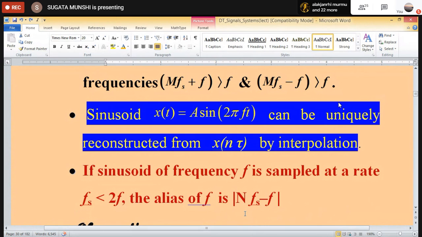Therefore, if an analog sinusoid is sampled only at a frequency greater than twice its frequency, then only from the sampled version can the original analog sinusoid be recovered without ambiguity. That is what we have observed here. We have also studied the phenomenon of aliasing, which is the effect of undersampling.